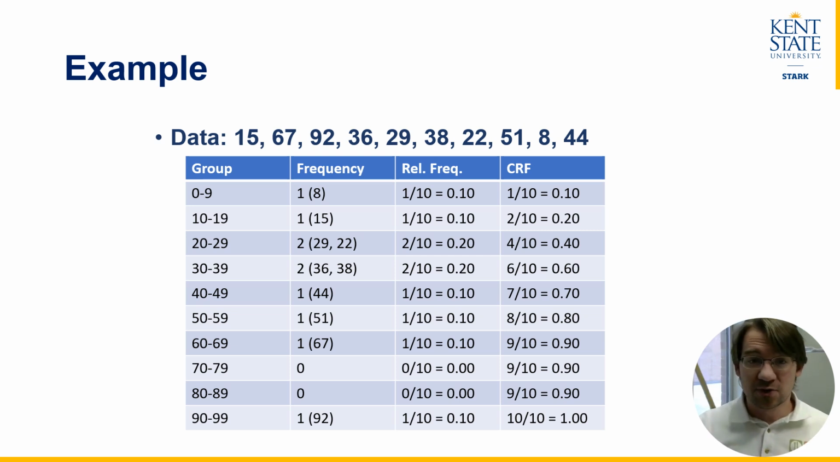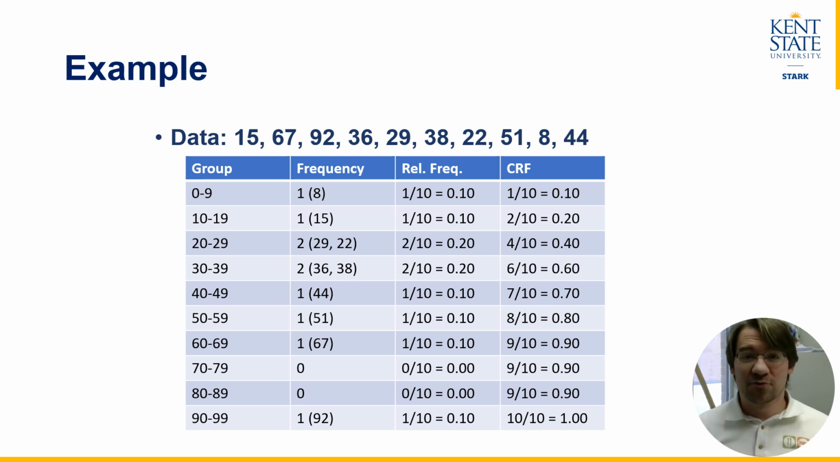Relative frequency converts this to a percentage of the number of observations. So take the frequency in each row, divide by 10. That's the total number of observations we have. So, for example, between 30 and 39, we find 20% of our observations.